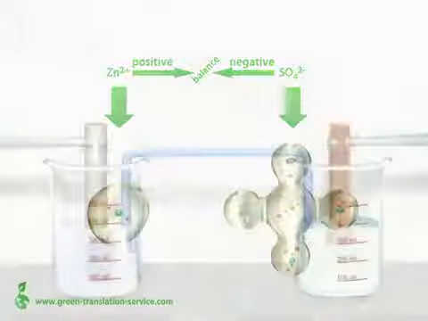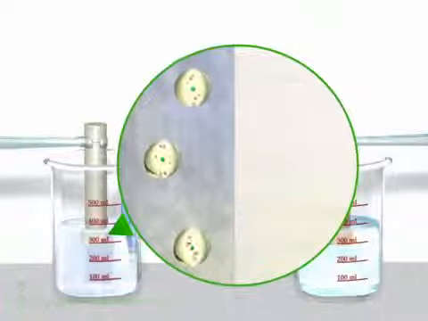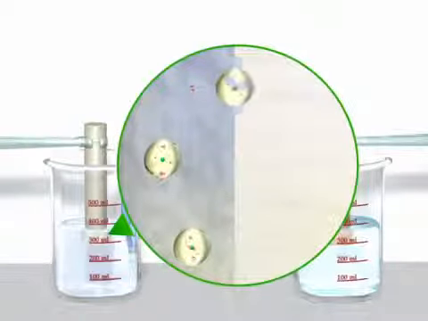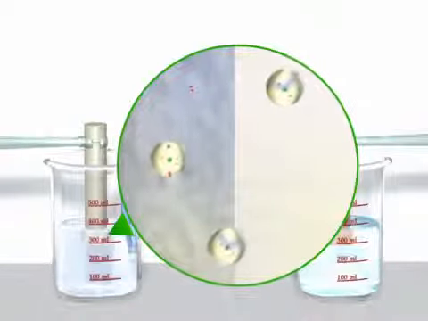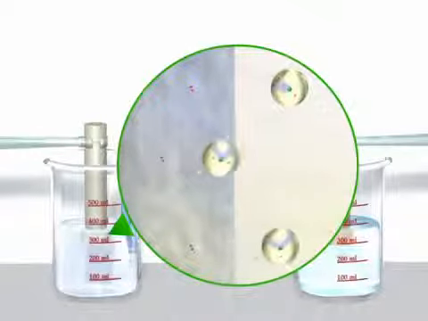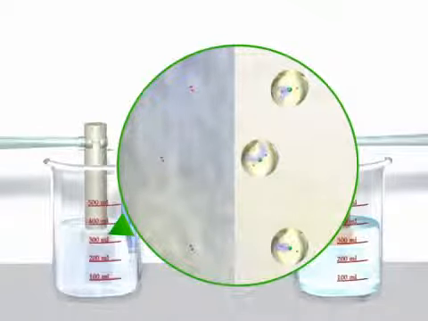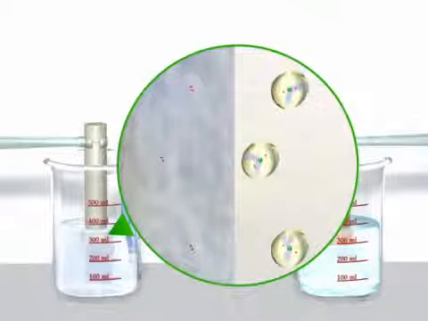Zinc is a reactive metal. Consequently, zinc reacts swiftly with the solution. That is, zinc atoms lose electrons at the zinc electrode and enter the solution as zinc ions, which are, as mentioned before, positively charged. This type of chemical reaction is called oxidation.